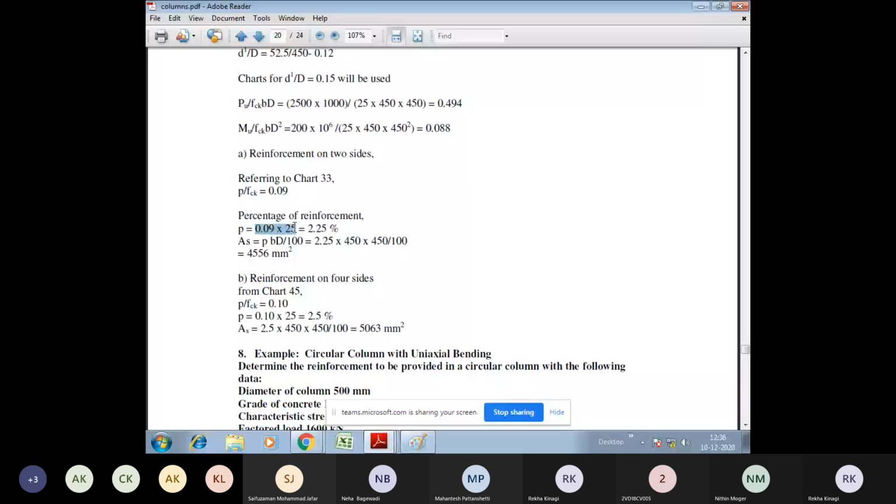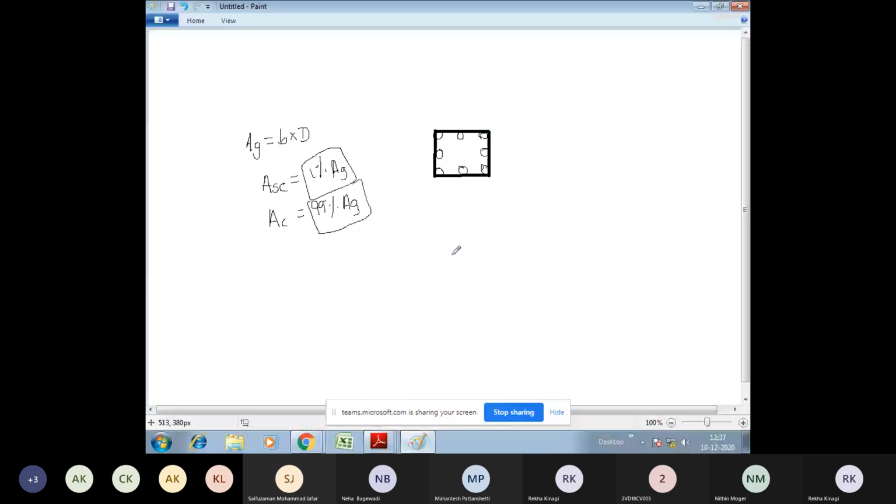If this is 0.09, we know the value of FCK, so we can find out the P value, that is 0.09 into FCK, that is 2.25%. And using this value we are going to find out the amount of steel. P is equal to 100 AST divided by BD. So interchange the values: P is equal to 100 AST, or ASC here, divided by B into D.